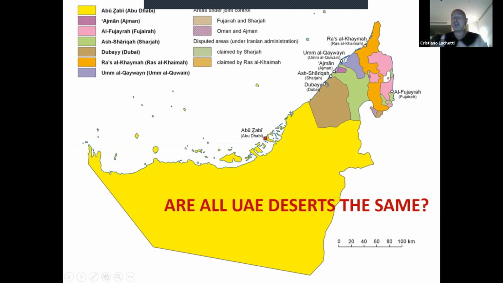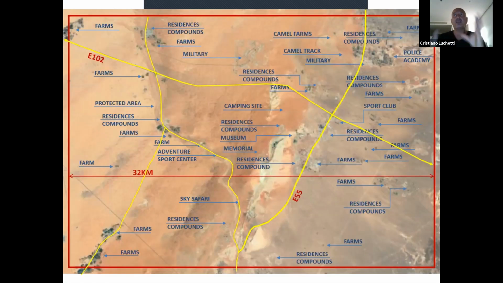Now, the very last question that we can ask is whether all the UAE deserts are the same, because they might be different, right? The desert of Dubai from the desert of Sharjah. And just as a glimpse, I'm not going to go into this chapter because, as I say, this is a different story. This is just a different desert.